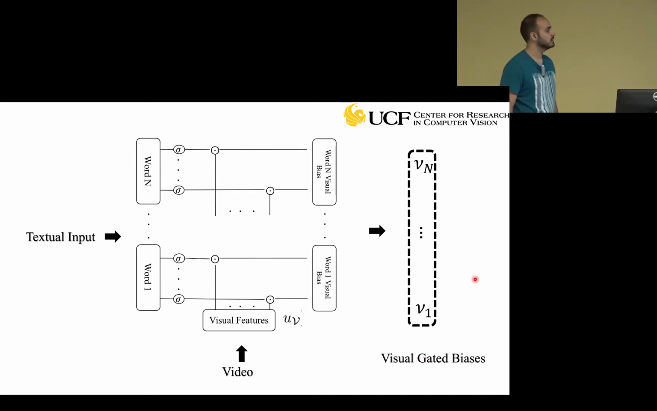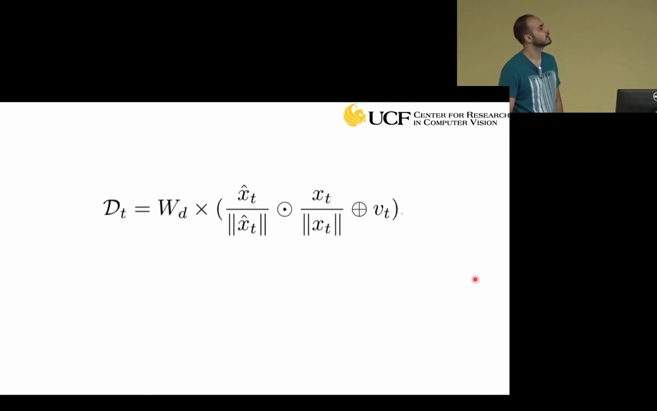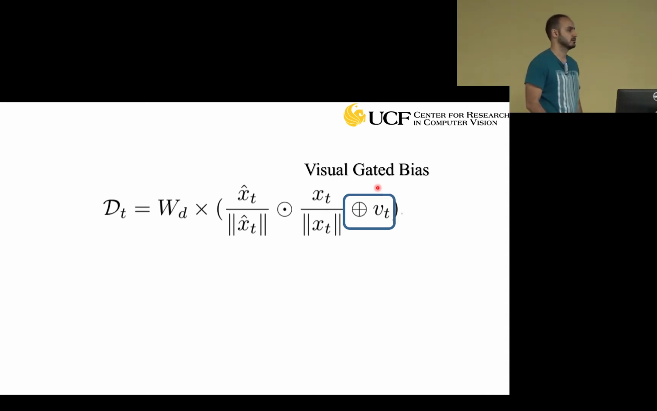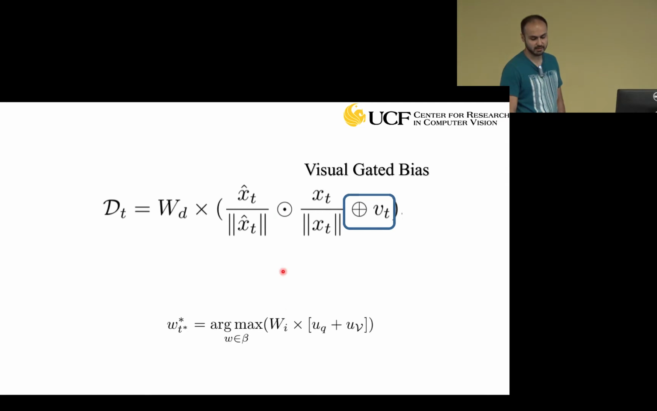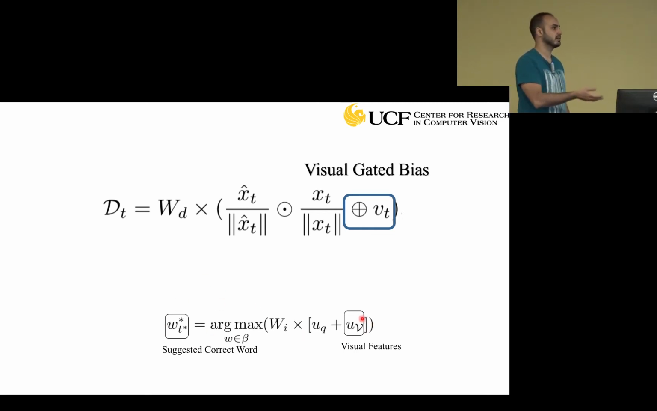So we update our detection formulation by adding the visual gated bias into our distance formulation. And then we add the visual features to our word classifier as well. So now we use the visual features to detect the inaccuracy and also to suggest the correct words.